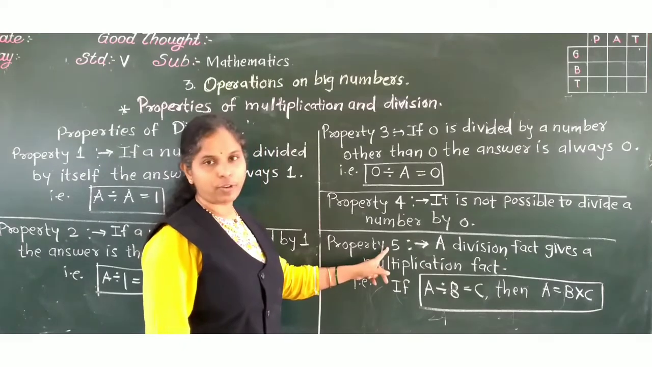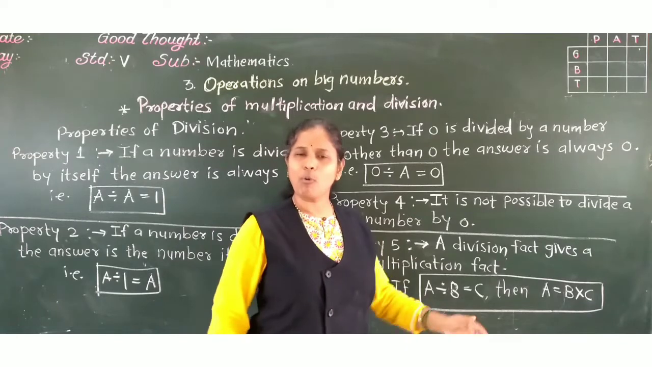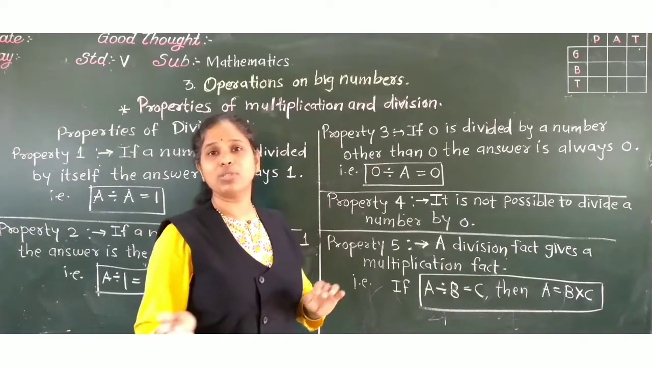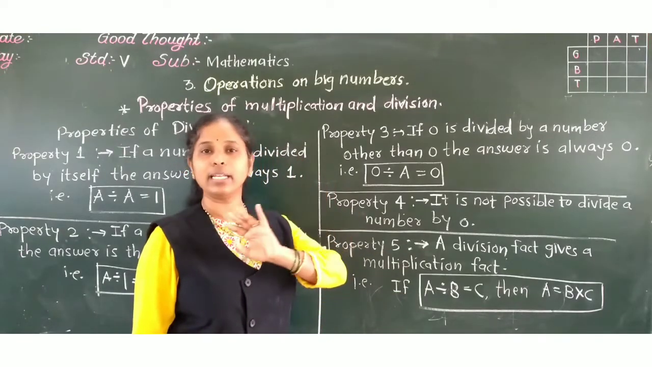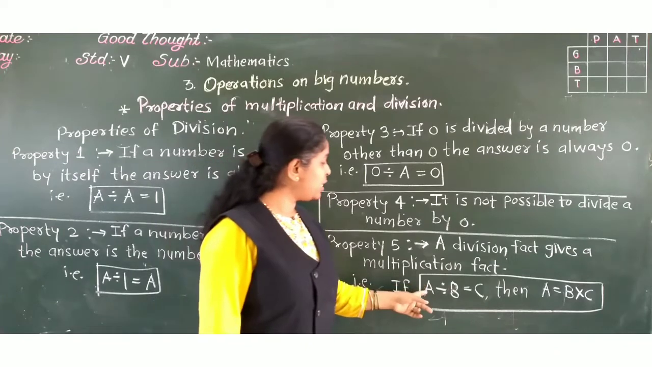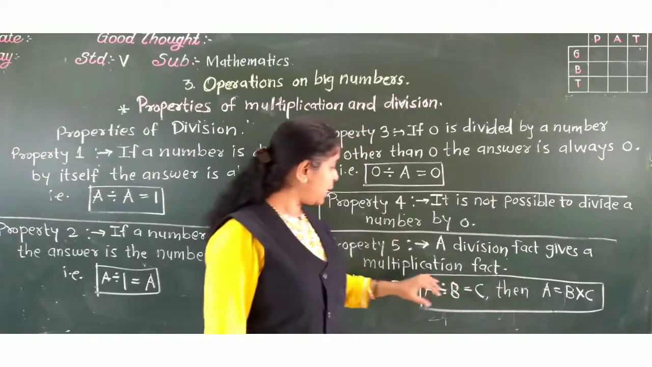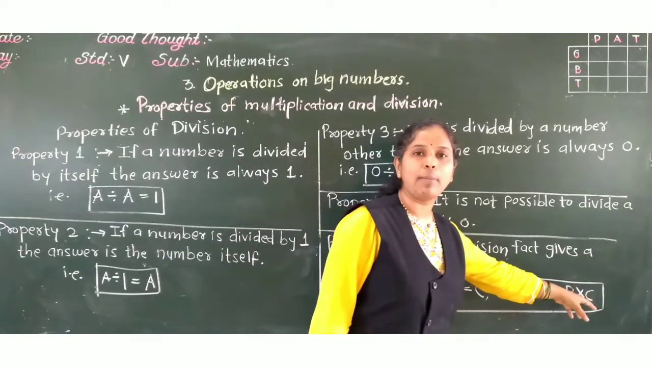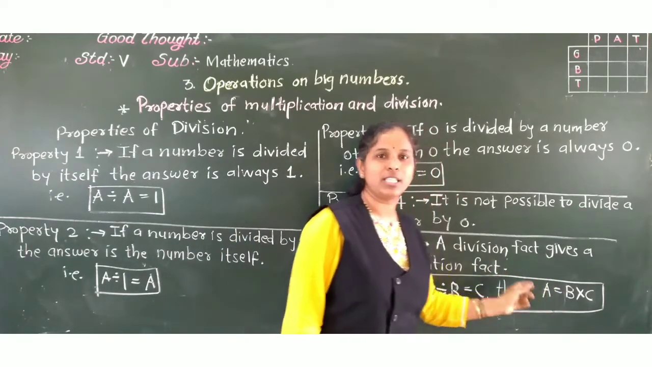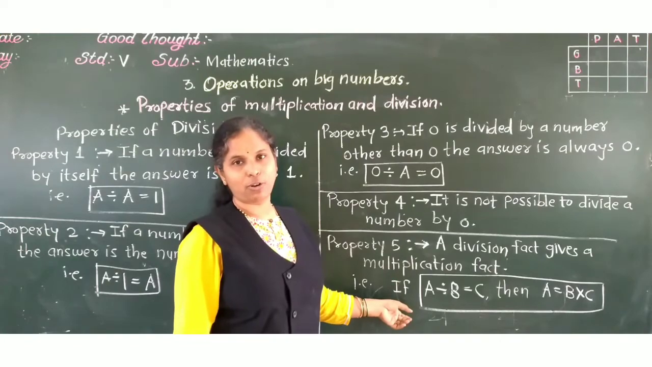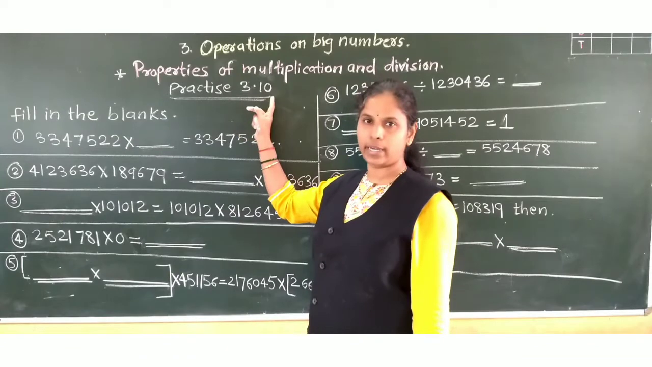Now the fifth property: a division fact gives a multiplication fact. Now what is the meaning of this? A division fact gives a multiplication fact. See here, if a, b and c are any three numbers, then if a divided by b gives the answer c, then a is equal to b multiplied by c. A division fact gives a multiplication fact. This is the fifth property of division. Followed? Now students, we will solve practice 3.10.